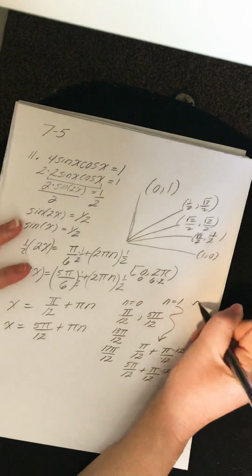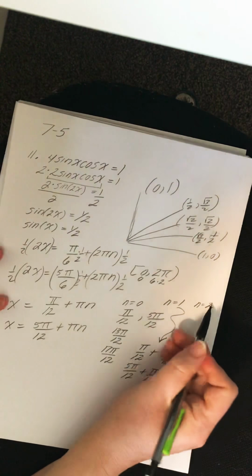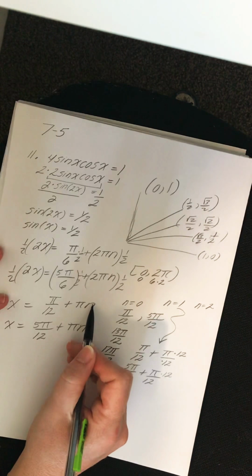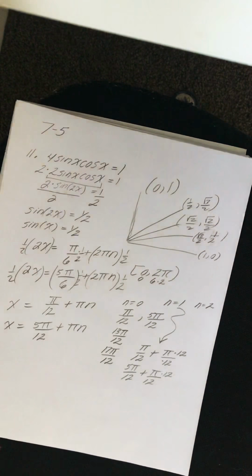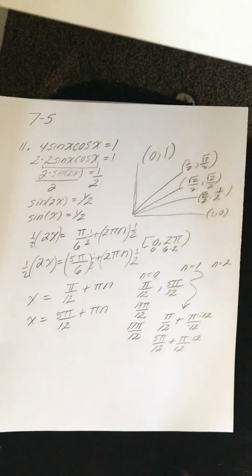Let's plug in n equals 2. Well, that's obviously going to be off because think about it. If you plug in 2 right here, 2 pi plus something would be over 2 pi. So hopefully that helps everybody with that one.